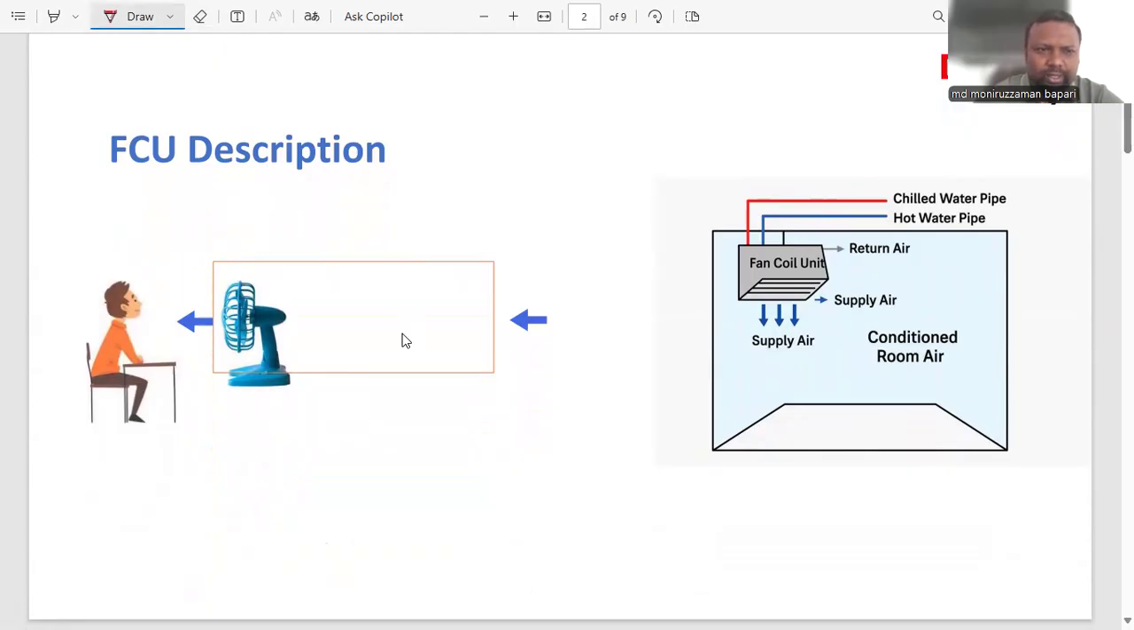As the name suggests, we have a fan. So a fan is a must to make the airflow happen. And depending on the scenario, in most cases, we have a cooling coil or a heating coil or both of them. So depending on the scenario, maybe a heating coil is enough, or maybe a cooling coil is enough, or maybe in certain scenarios, we might need both of them.